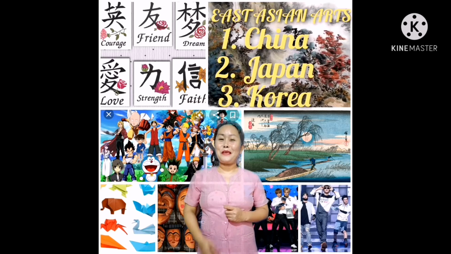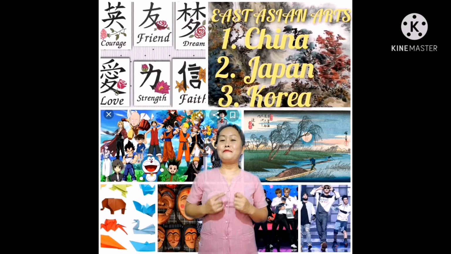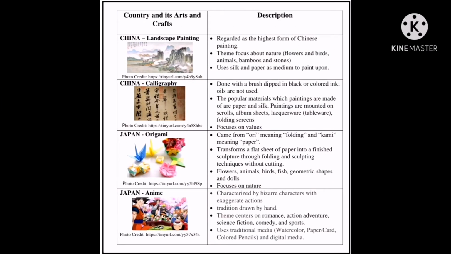To sum it up, today's lesson is all about the arts and crafts in some specific countries of East Asia, namely China, Japan, and Korea. In order to identify these Asian arts, I have here a list of descriptions, which is also available in your learning activity sheets. First, we have landscape painting.